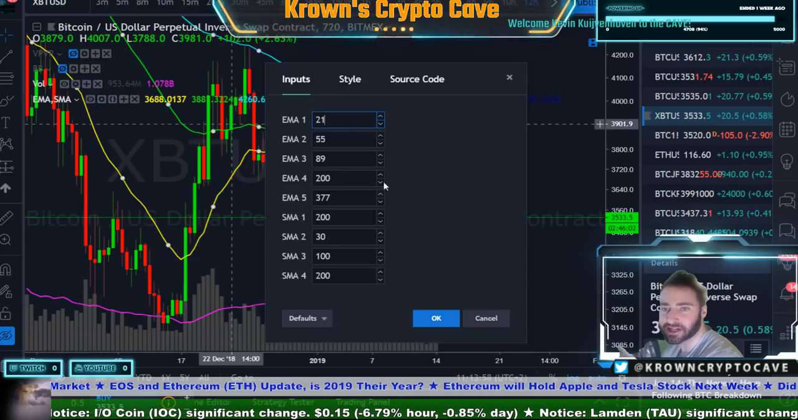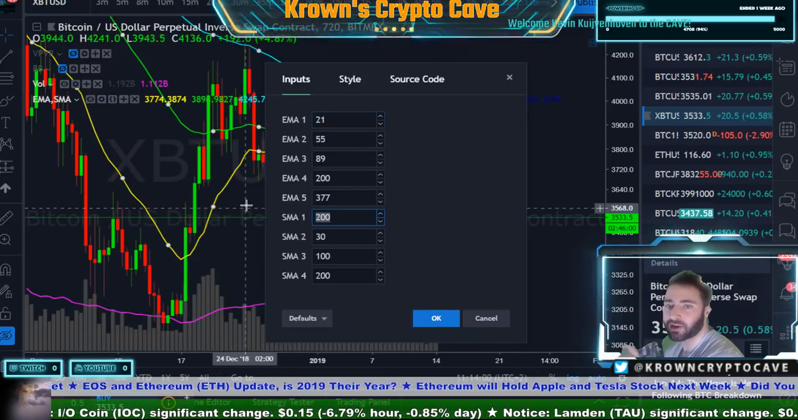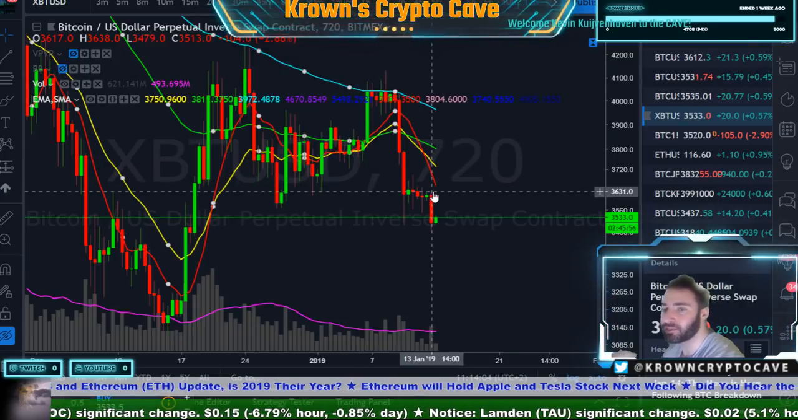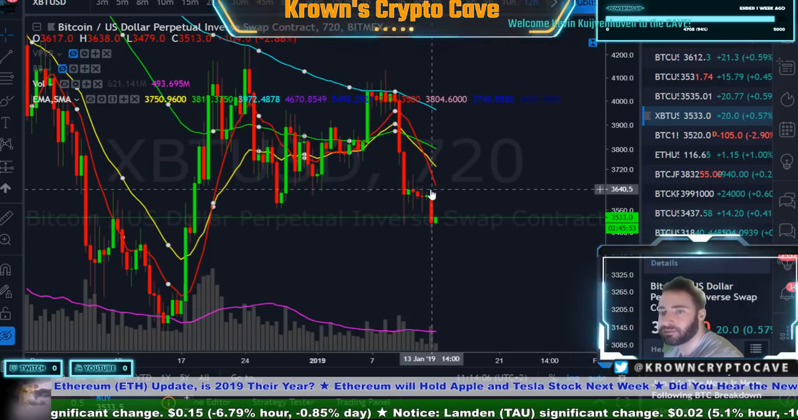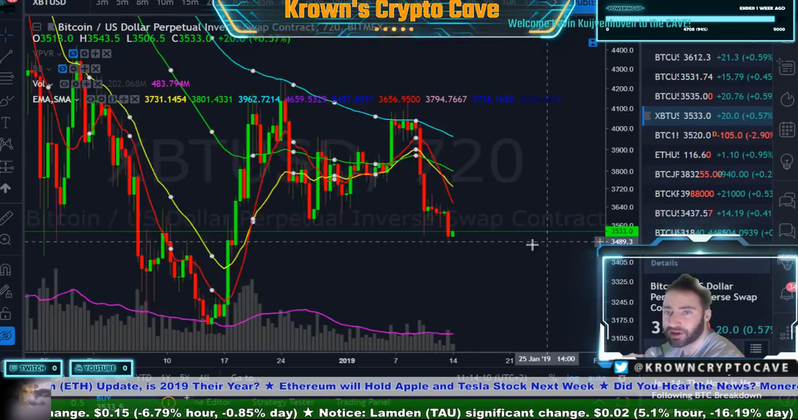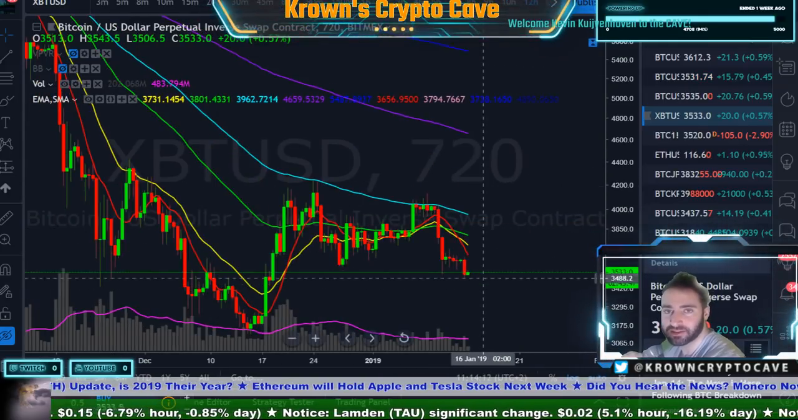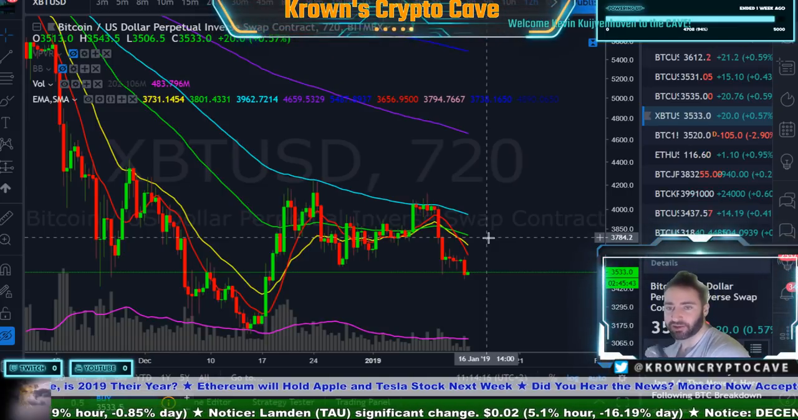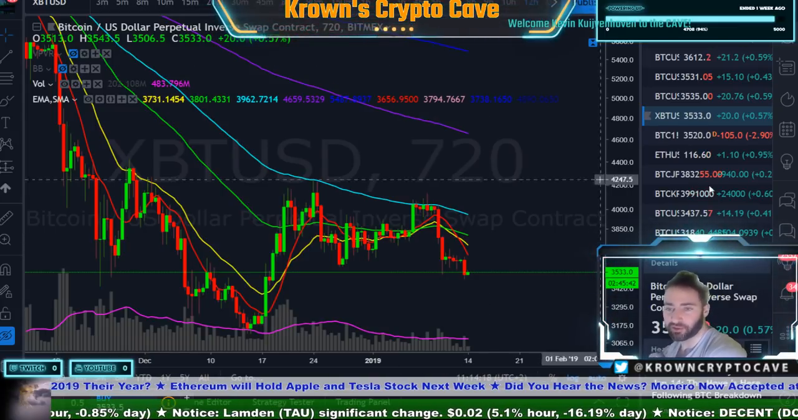I do want to see where the 10 simple is in relation to this, because that'd also be probably a good place to be managing trades on. Yeah, and the 10 simple has actually basically caused that last down over here. Very, very beautiful in the way that you can see that the bigger accounts are running this market in the way that they use exponentials, and just regular moving averages as well.